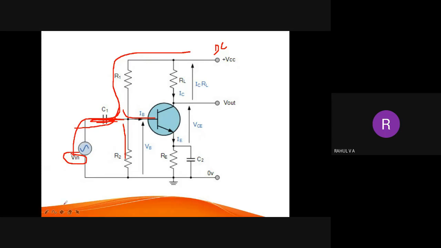But since the capacitor is there, we know that the capacitor will block DC. So it will not allow this DC to flow to the input side. At the same time, it will allow AC, so AC can flow from the input side to the base of the transistor. That is why that capacitor is used. Is it clear for all of you?